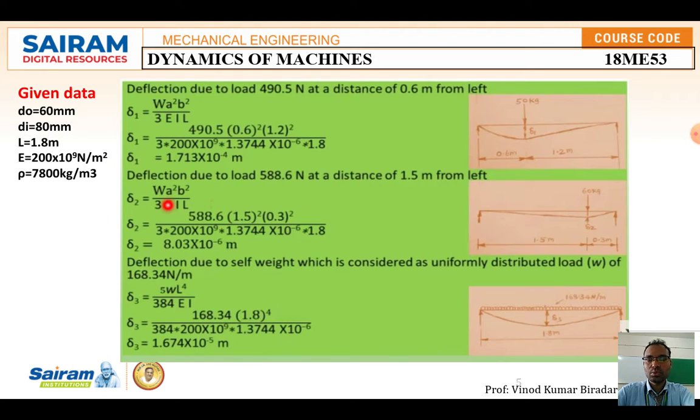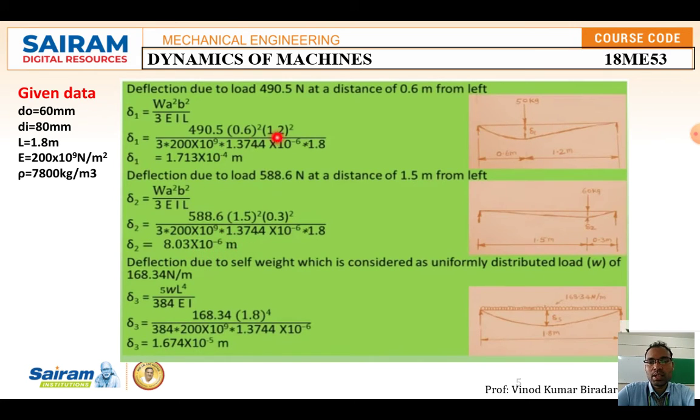Again the same formula we are going to use: delta 2 is equal to W a square b square divided by 3EIL. The weight is 588.6 into 1.5 whole square into 0.6 whole square, divided by 3 into E into I into L. Young's modulus is given as 200 into 10 to the power of 9, into the moment of inertia 1.374, and 1.8. Substituting using the calculator, you are going to get the deflection due to load delta 2 equal to 8.03 into 10 to the power of 6 meter.